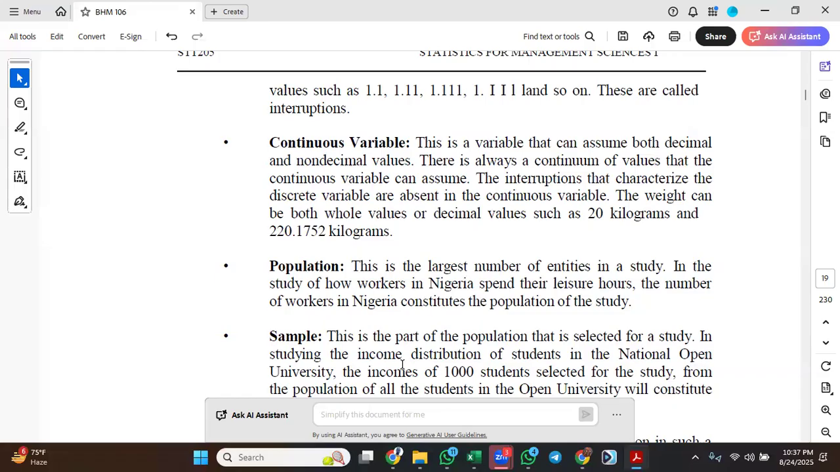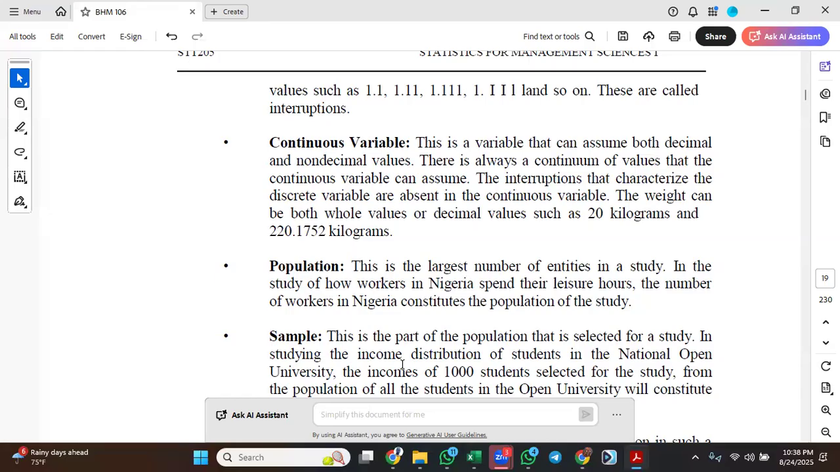So let's leave all of that and move straight to population. Now, this is the largest number of entities in the study. In the study of how workers in Nigeria spend their leisure hours, the number of workers in Nigeria constitutes the population of the study. The population is the entire entity. You know what an entity means now? One part of that thing that you're actually working on.